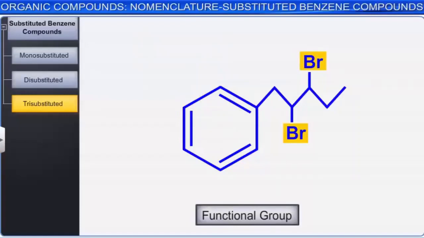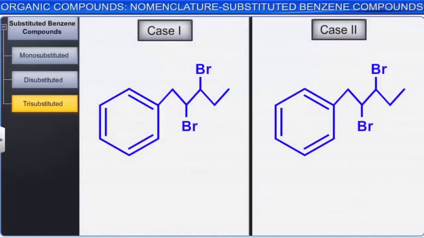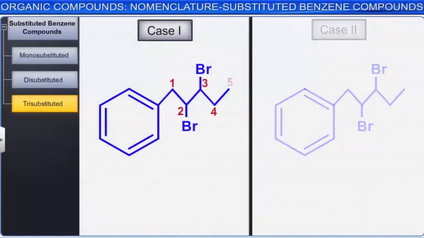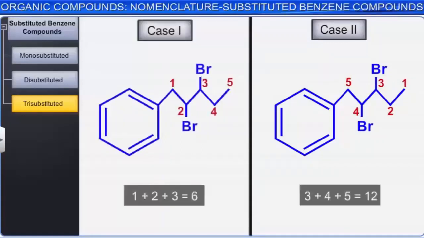The alkane is numbered as per the lowest number rule. In case 1, the carbon atoms are numbered from left to right. As a result, the substituent and the functional group are assigned the positions 1, 2, and 3. In case 2, the carbon atoms are numbered from right to left. As a result, the substituent and the functional group are assigned the positions 3, 4, and 5. According to the lowest locant rule, case 1 follows the correct way of numbering.